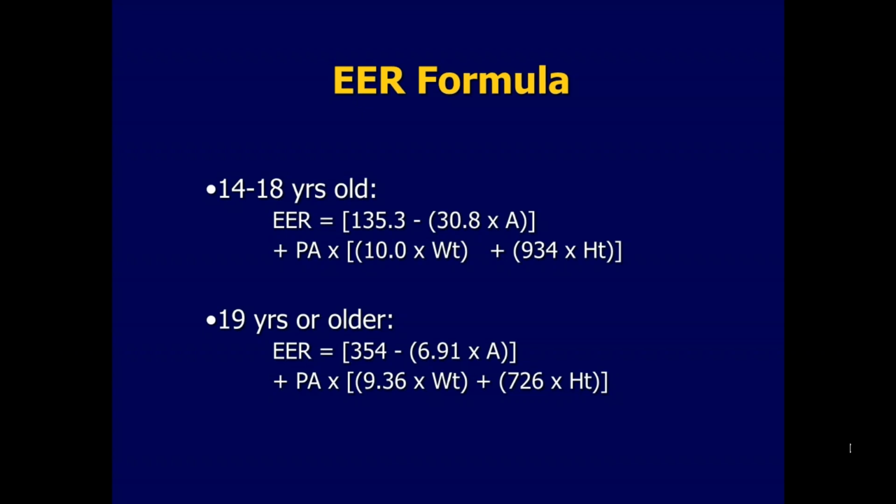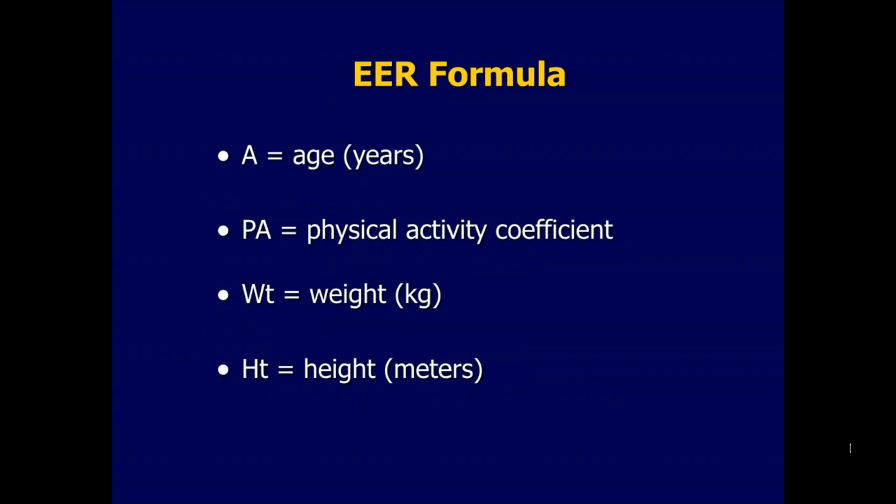Surprisingly, sometimes people are in perimenopause or getting there, and they get on metformin and start ovulating and get pregnant again. So this is the category you can use, 19 years or older. And this is a good one to use. Going into details about the EER formula, the abbreviations: A being the age, PA being the physical activity coefficient, weight obviously in kilograms, and height in meters.